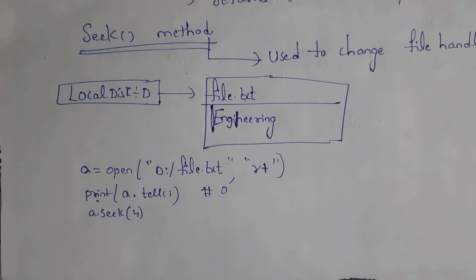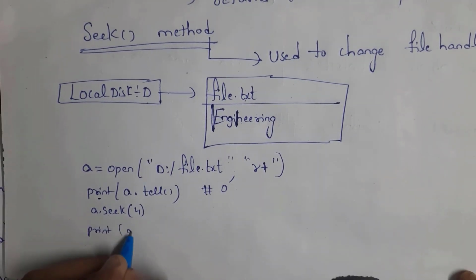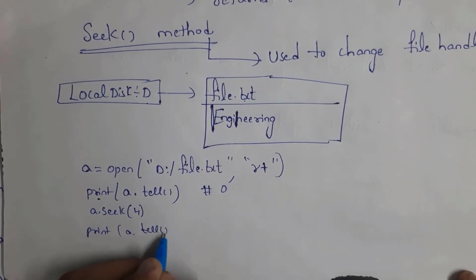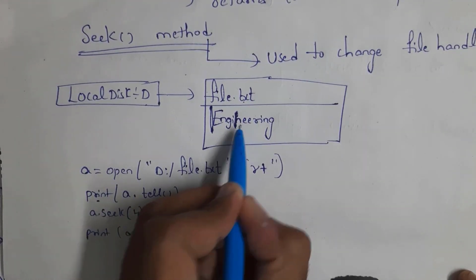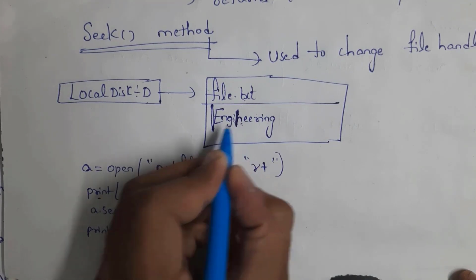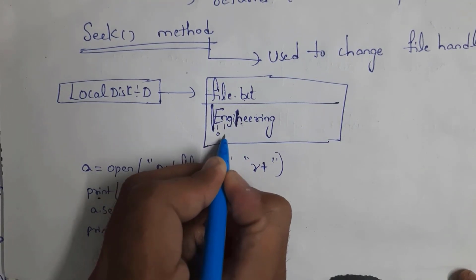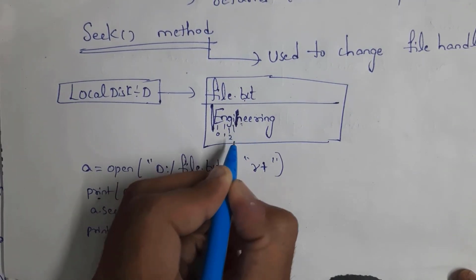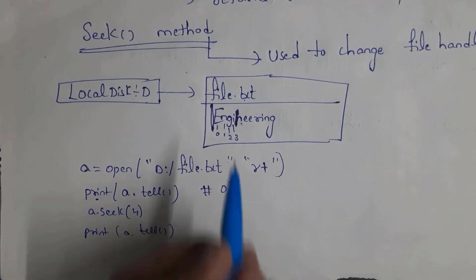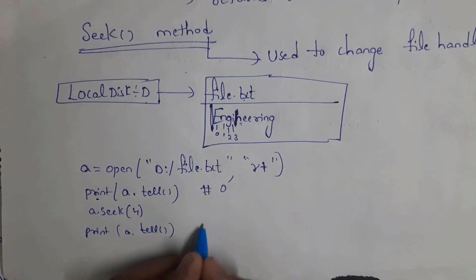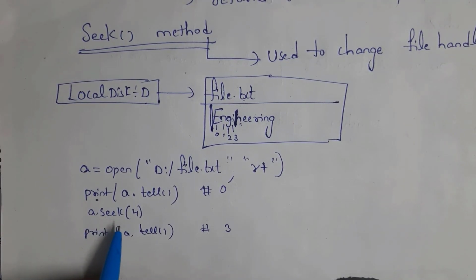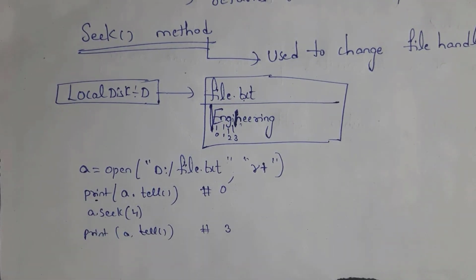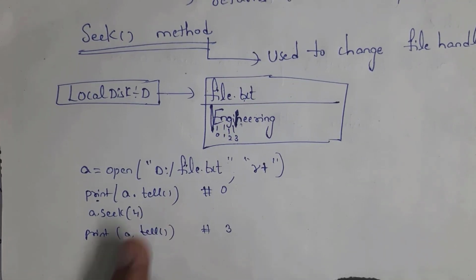Again I want to identify the cursor position. So just write here print a.tell. This tell method is used to identify the cursor position. Now my cursor is here in place of N. Now my cursor is at the 4th position. So E is index number 0, N is index number 1, G is index number 2 and I is index number 3. So I will get the output 4. The seek method is used to change the cursor position, whereas the tell method is used to identify the cursor position. It will display where the cursor is located.